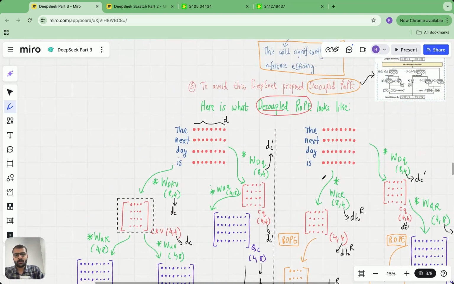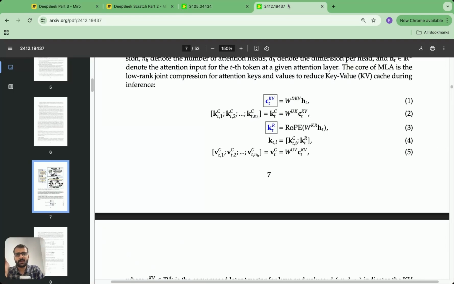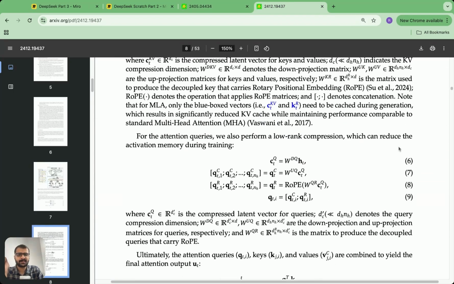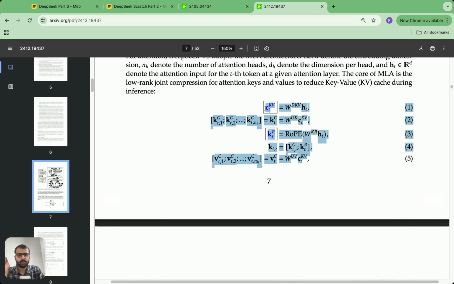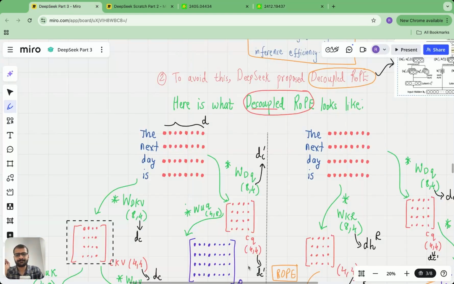Okay, so now we are going to see the practical implementation of how decoupled rotary positional encoding works. What are the matrices which are involved? In particular, we are going to go through all of these steps, 1, 2, 3, 4, 5, 6, 7, 8, 9. We are going to go through all of these steps of matrix multiplication on a whiteboard so that you can completely visualize it. So let's get started with that part.